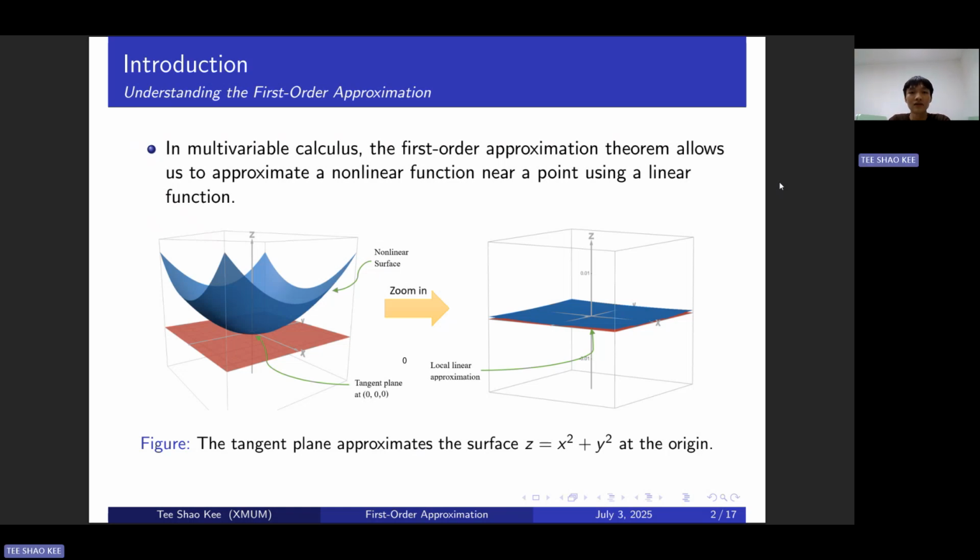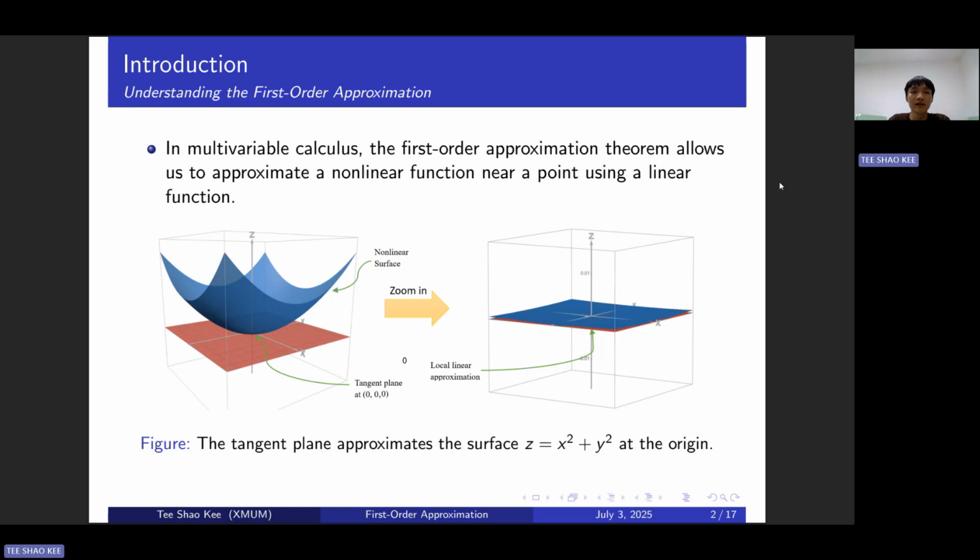The surface z equals x squared plus y squared. This surface is curved, but at the origin, we can draw its tangent plane, which serves as a flat approximation to the surface near that point. You can see in the figure that the tangent plane touches the surface exactly at the origin, and at that point, both the surface and the plane share the same height and slope.